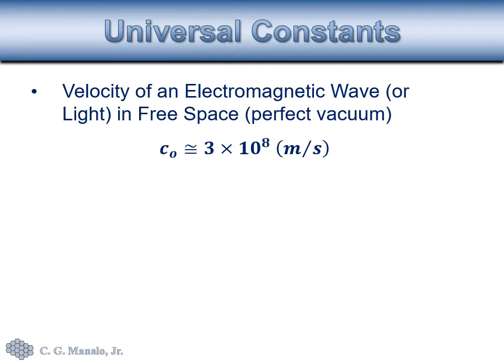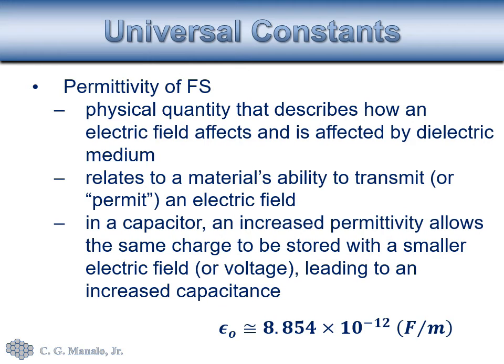In the study of electromagnetics, there are several constants that we will encounter, and these constants are called universal constants. One of these very common constants is the velocity of light in free space, or perfect vacuum. We also have permittivity in free space. The permittivity affects how electric fields are formed. So they affect the ability to transmit electric fields. In free space, the permittivity is given by this constant.